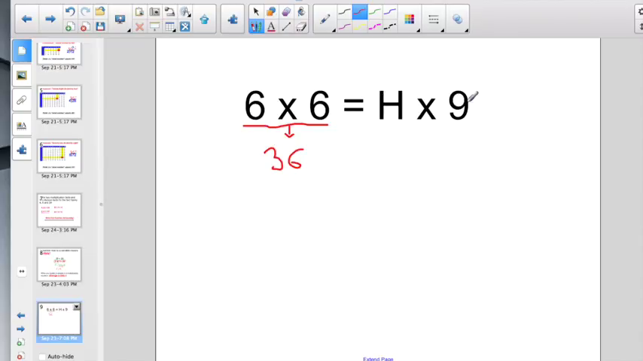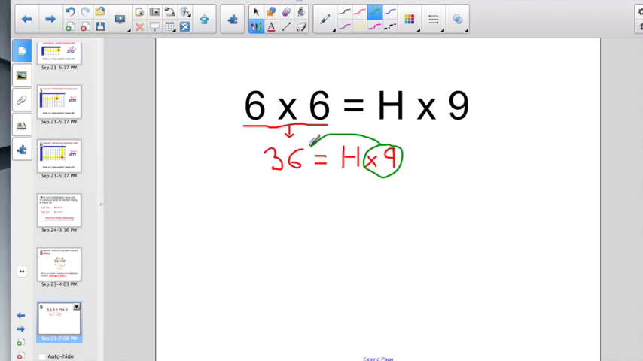Then write down everything else that's not underlined. I didn't underline the equals, h, the times, or the 9. So now I have 36 equals h times 9. Here's where we got into a little bit of confusion yesterday. When it was time to isolate the variable, to get h by himself, we're kicking in the opposite direction than we've done before.